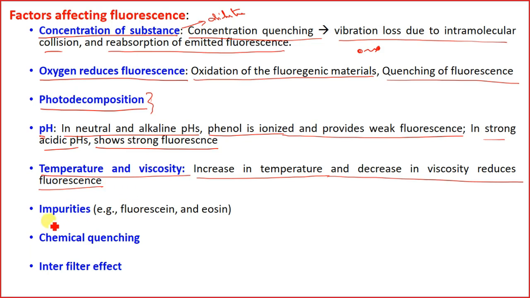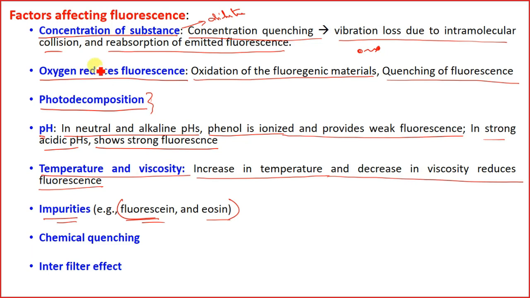Then if you have some impurities like fluorescein or eosin within the sample, these impurities are fluorescent and they will show you the fluorescence, which you do not want. Then we have chemical quenching. In chemical quenching, what happens is a collision of the excited molecules with other molecules or ions.